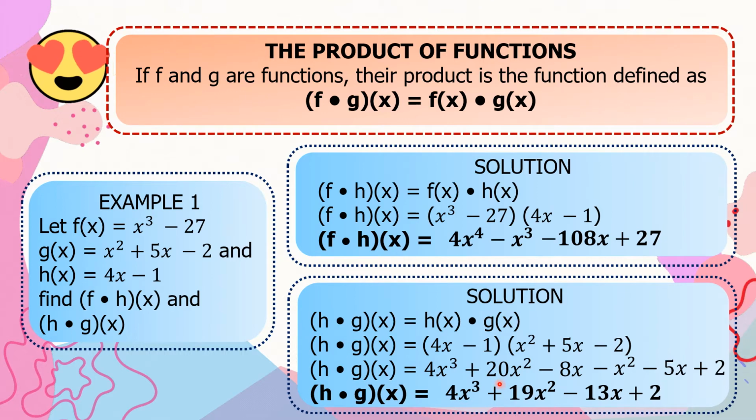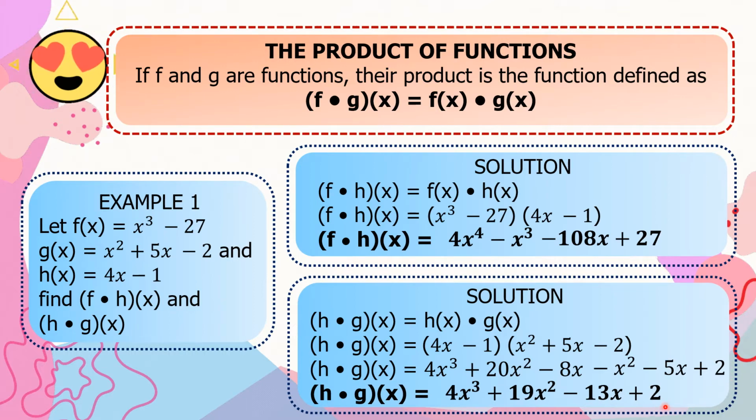And let's combine similar terms. Positive 20x squared plus negative x squared. Pag sinabing combine, i-add natin. So, positive 20x squared plus negative x squared is equal to positive 19x squared. Next is negative 8x, similar siya sa negative 5x. So, negative 8x plus negative 5x is equal to negative 13x.